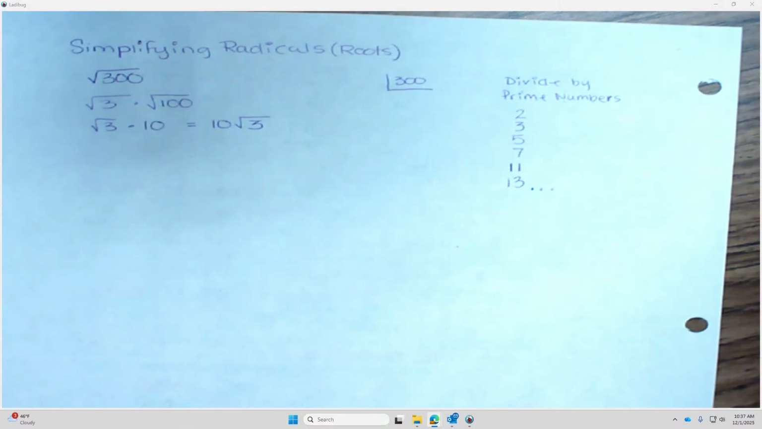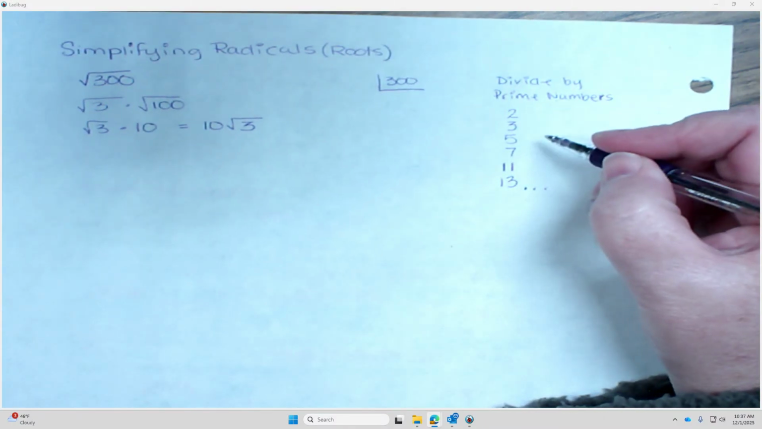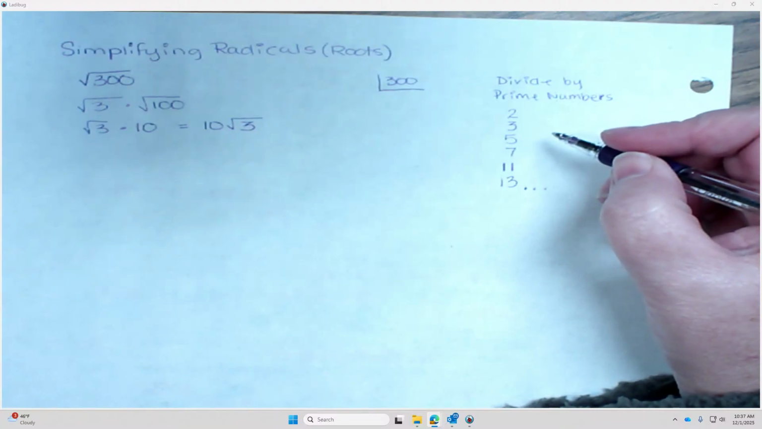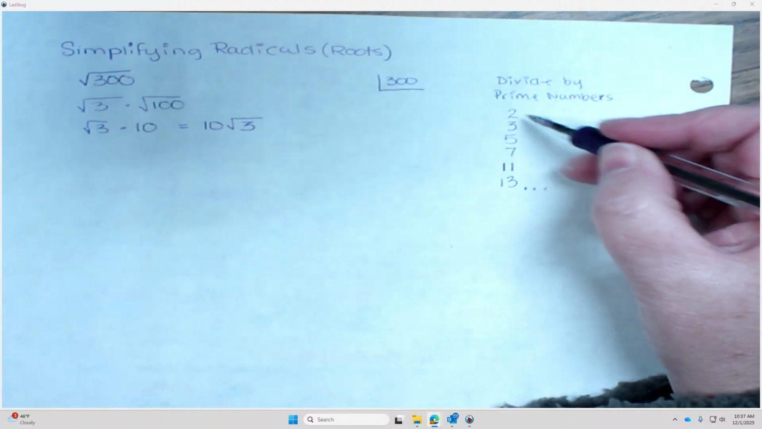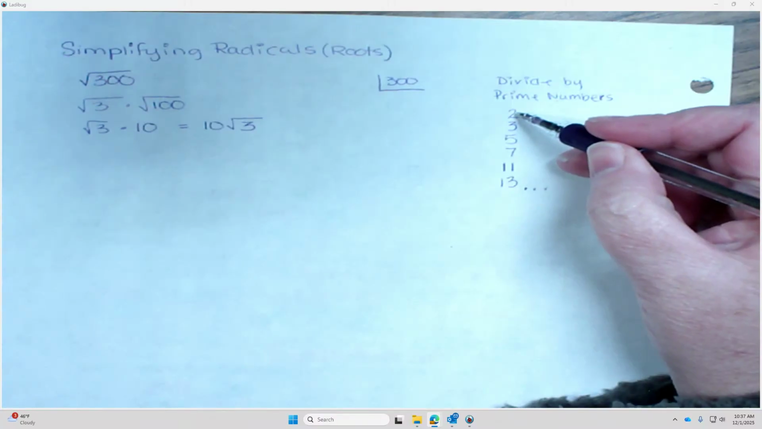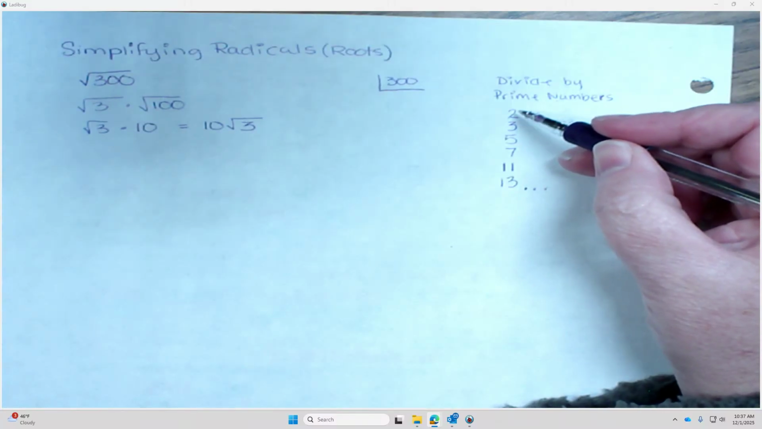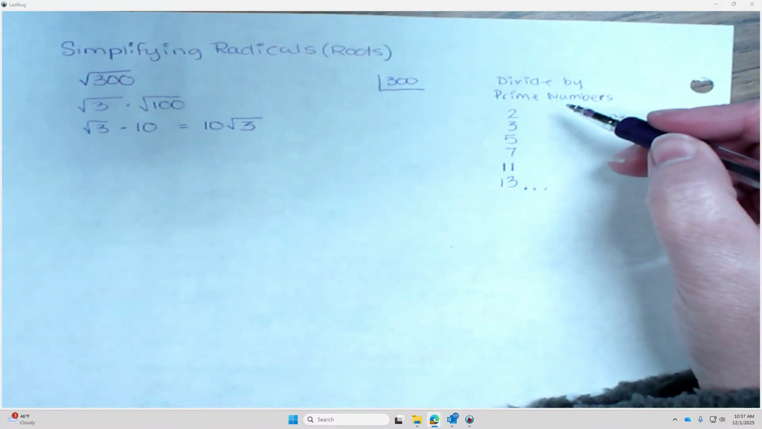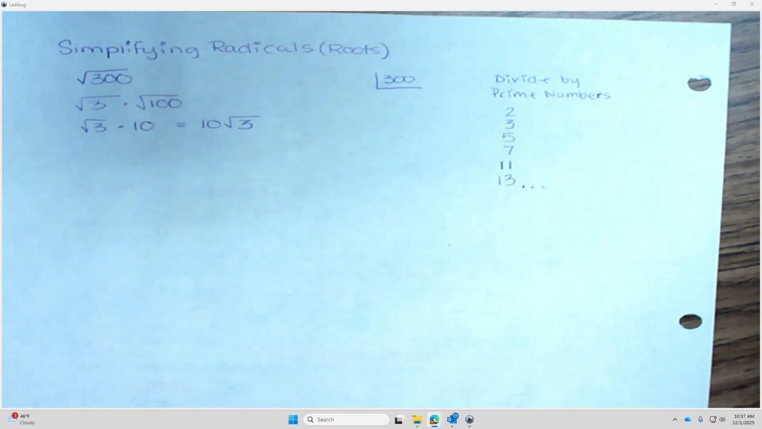Usually you don't have to go much further than 13. That 2, 3, 5, 7 is where most of the problems you're going to deal with are going to be at. So even if you can remember the first couple, that gets you started. And remember that prime number just means that it's not divisible by any number other than itself. So the only thing you can divide 2 by and get a whole number answer is 2 or 1. Okay, so that's what prime numbers are, just as a quick reminder.